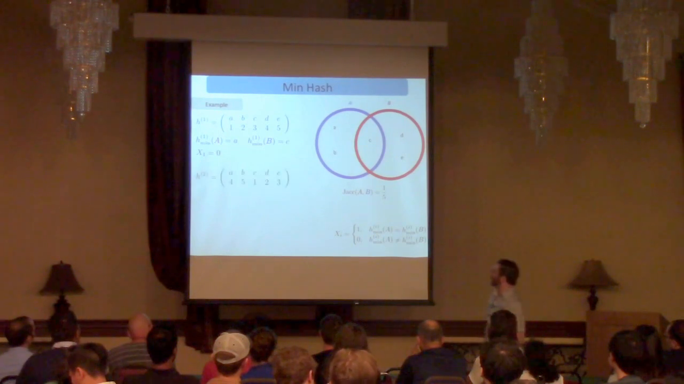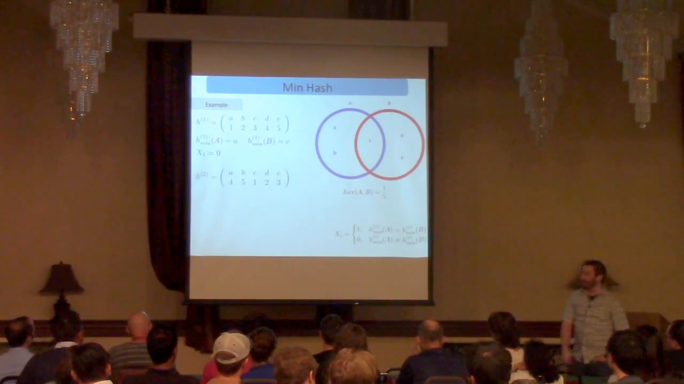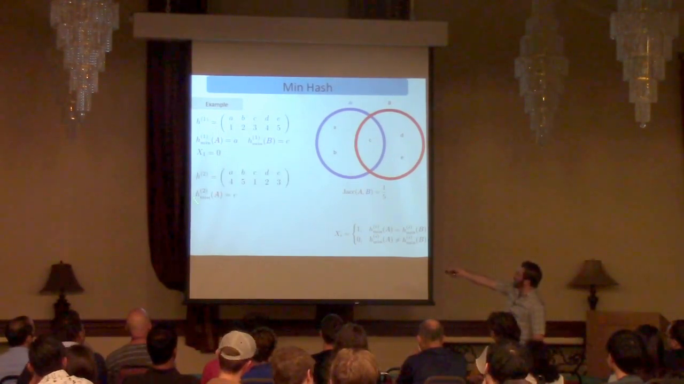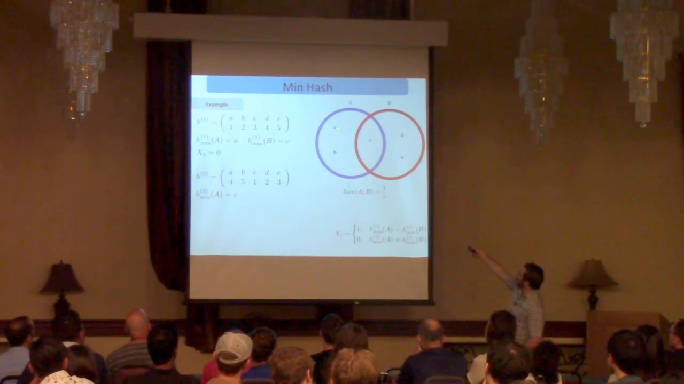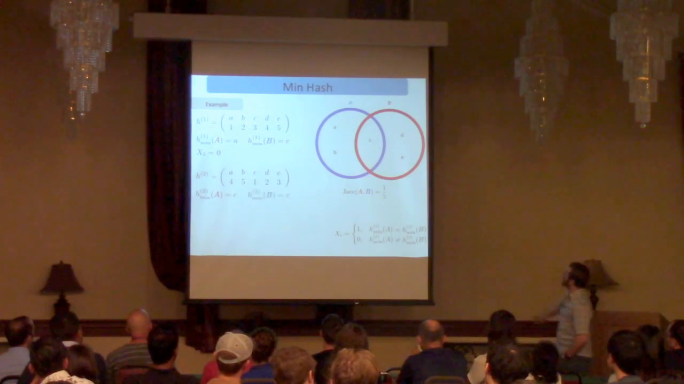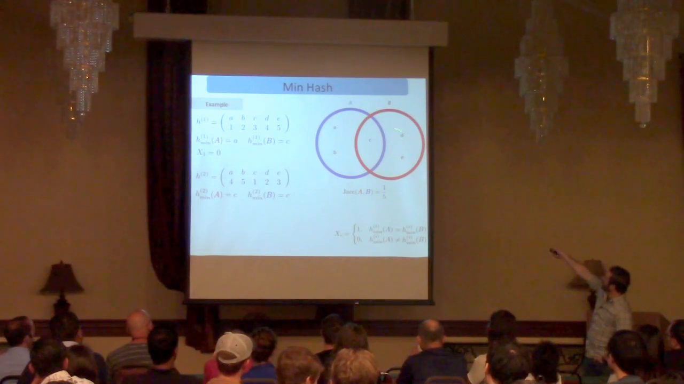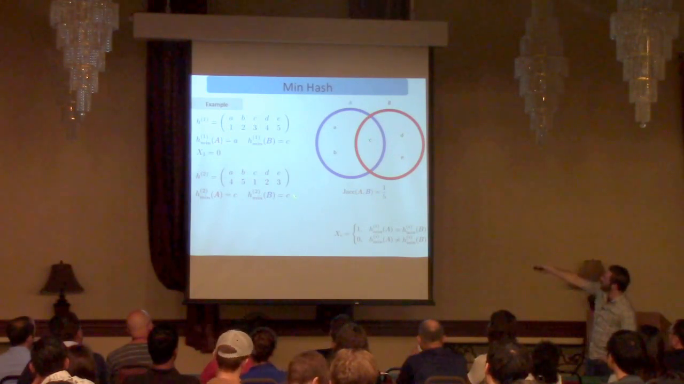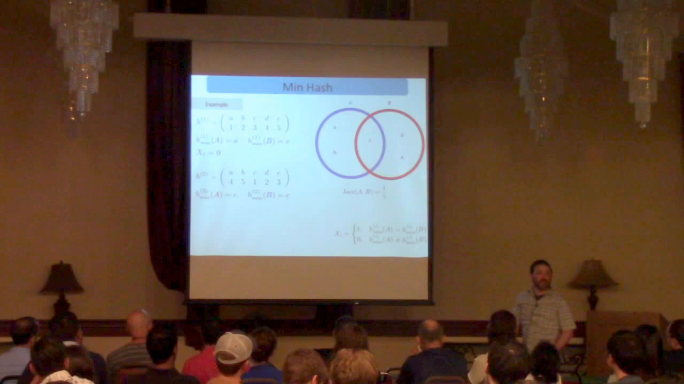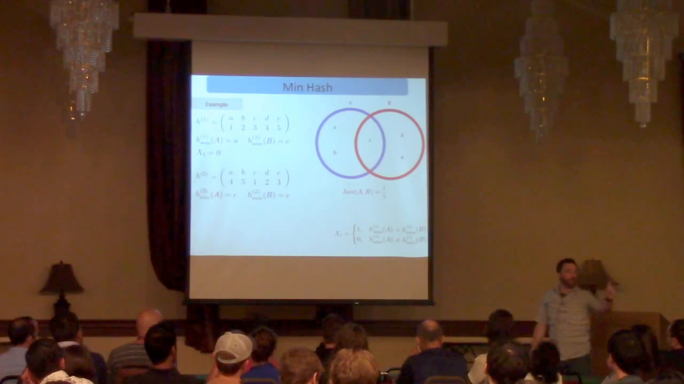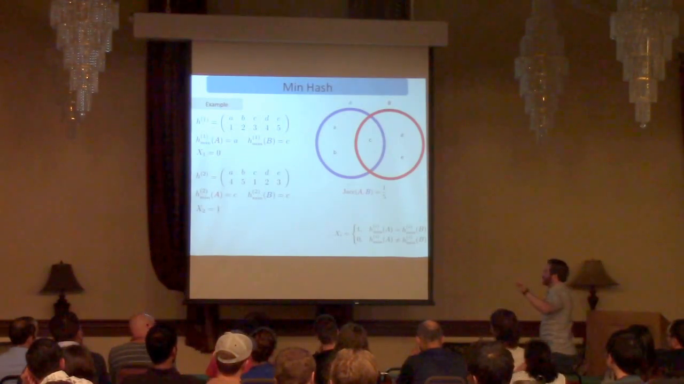You take another hash function, like this guy, and now under this second hash function, A goes to 4, B goes to 5, C goes to 1. That's the smallest guy. That's the element I pick. I do the same thing with B. That hashes to 1, that to 2, that to 3. So C, oh hey, look, that's the same value right there. So now my indicator random variable should be equal to 1.